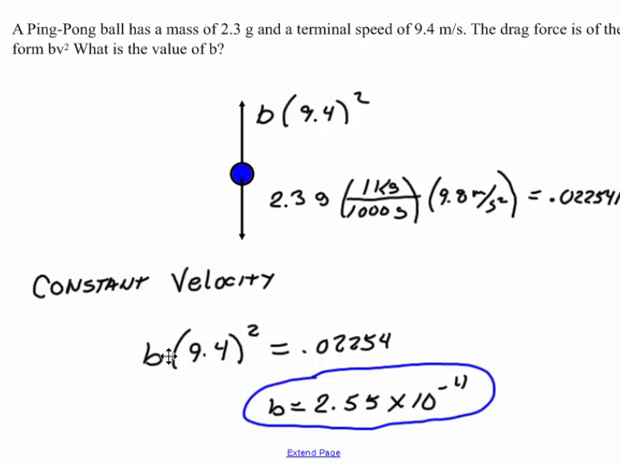And all you have to do in this one is solve for B. And B in this case would be 2.55 times 10 to the minus fourth. That's a pretty easy problem.